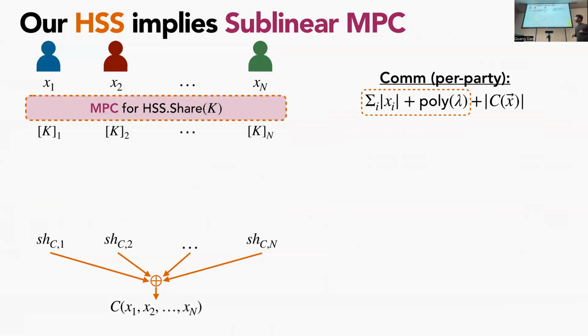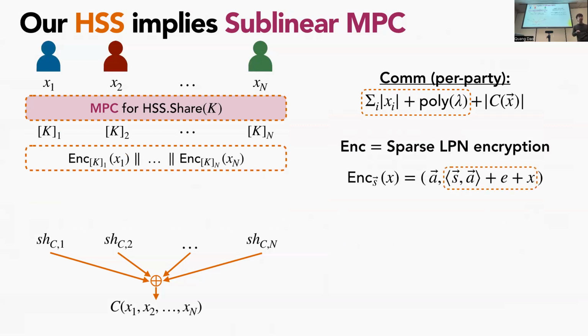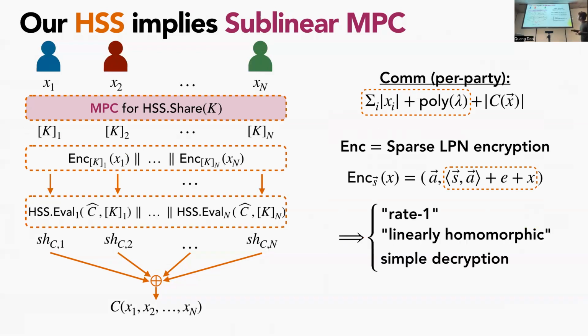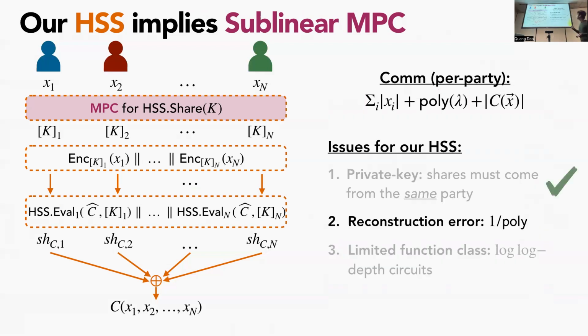We can do this with a hybrid encryption approach, where you encrypt using a secret key, and then you HSS share the secret key. This encryption scheme will also be based on sparse LPN because it has these nice properties that we need in our final construction. So now we evaluate a slightly augmented circuit C hat, which first decrypts and then applies C. All right, so that fixes the dependence on the input size to linear.